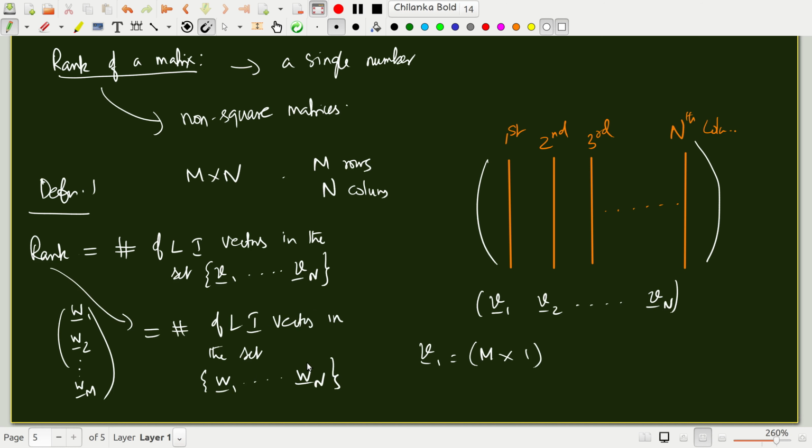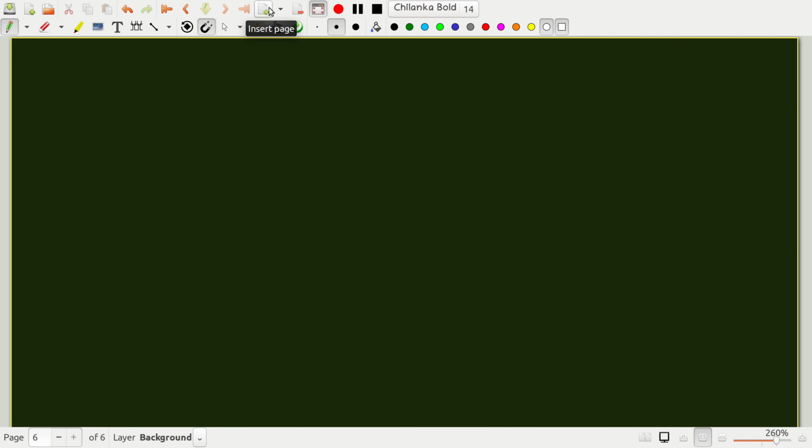Okay, and rank is unaffected by simply exchanging two rows or two columns of a matrix, or if you multiply a row by a scalar number and so on. Okay, and you can also add a constant multiple of one row to another row, and still the rank remains the same.